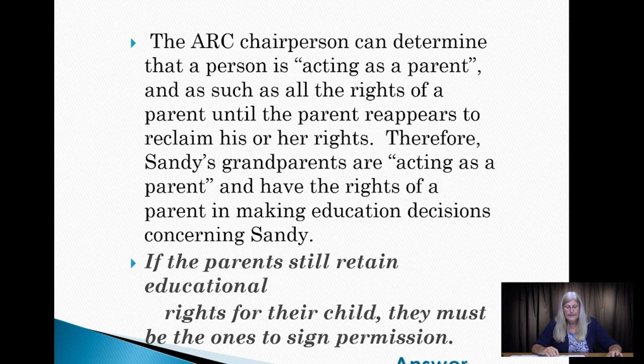According to IDEA 97 regulations, a parent means a natural or adoptive parent of a child, a guardian, but not the state if the child is a ward of the state. It also includes a person acting in the place of a parent, such as a grandparent or step-parent with whom the child lives, or a person who is legally responsible for the child's welfare, or a surrogate parent who has been appointed.